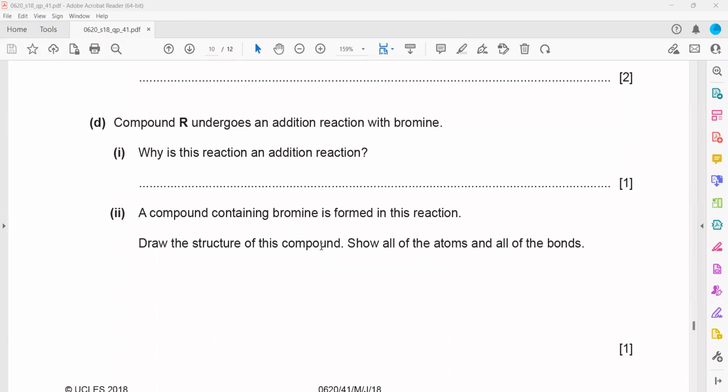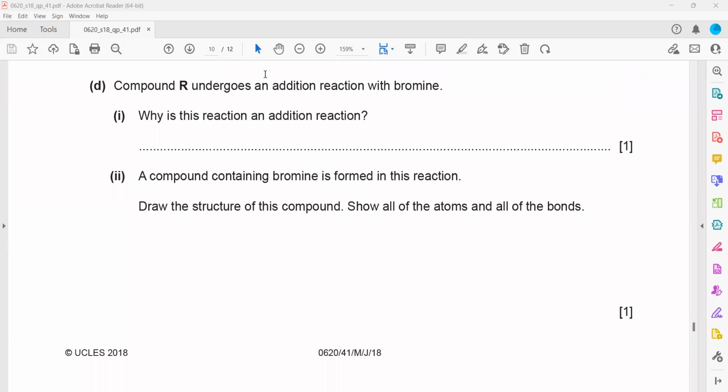Compound R undergoes an addition reaction with bromine. What is the term addition reaction? Addition reaction means those reactions which form only one product. There's no other product formed. We call them addition reactions. Then a compound containing bromine is formed in this reaction.